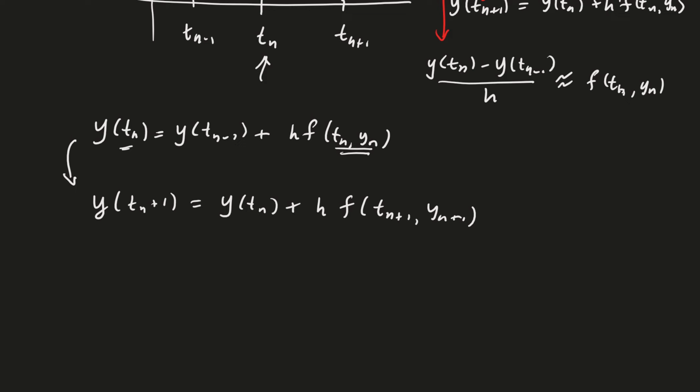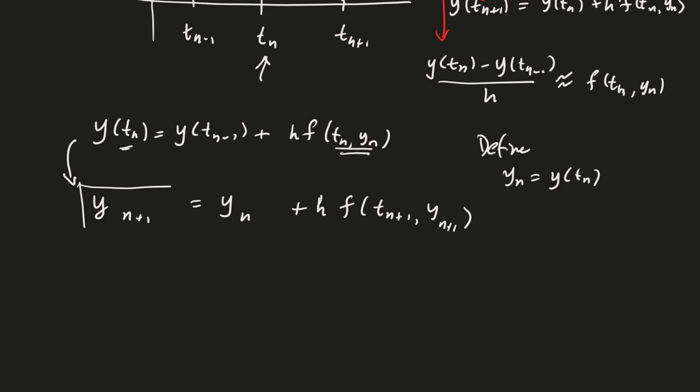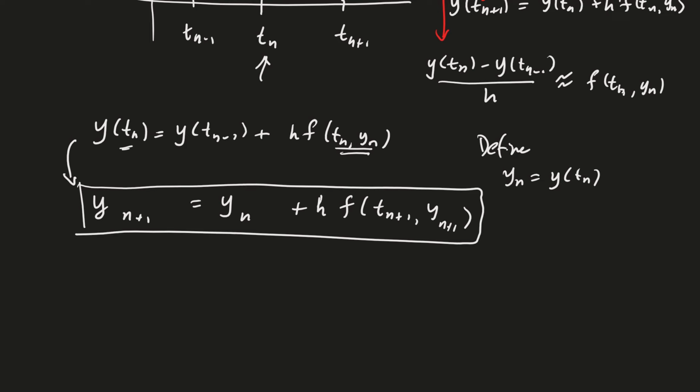Let me define that term. Define y sub n as y of Tn. I think I've defined that before, but that'll make my notation a little bit easier. So let me rephrase this notation: y sub n plus 1 is y sub n plus h times f of t sub n plus 1, y sub n plus 1. And so this would be the formula that we would use for backwards Euler.